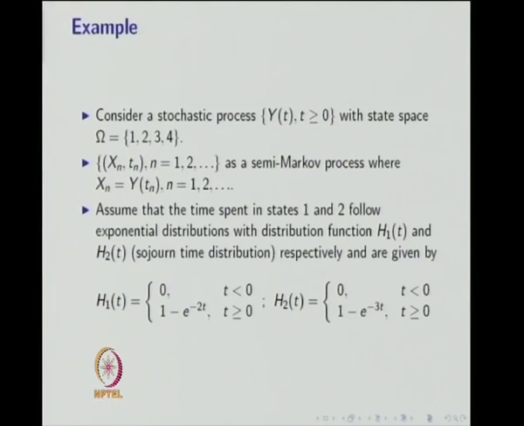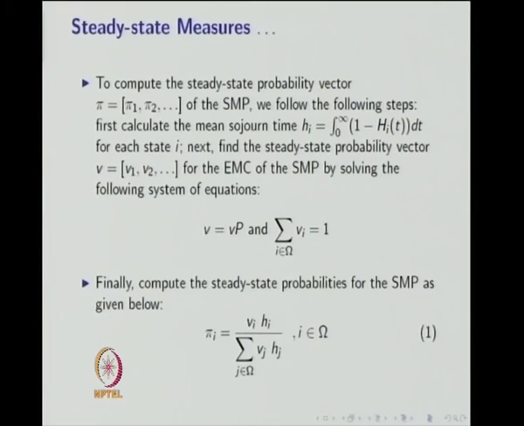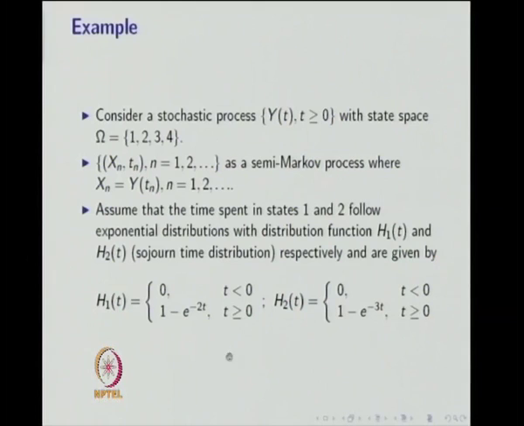Now, let us consider a simple example, a stochastic process with the state space omega equal to 1, 2, 3, 4. In the previous steady state measures, with the assumption that the steady state probabilities exist, we gave how to compute the steady state probability measures. So, here the assumption is that steady state probabilities exist. Now, we come to the example.